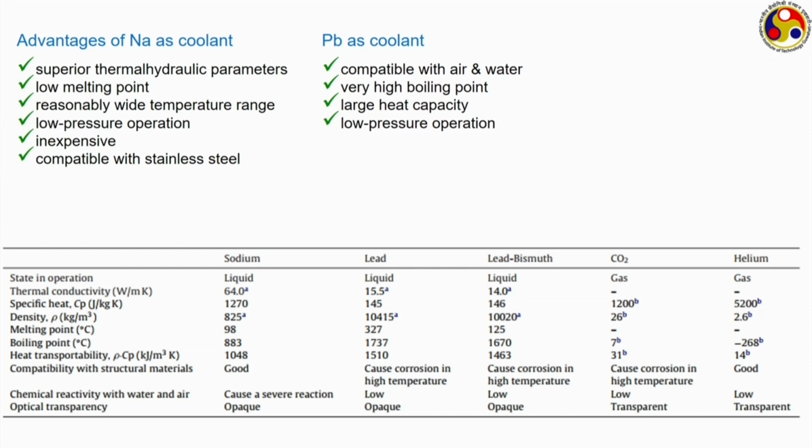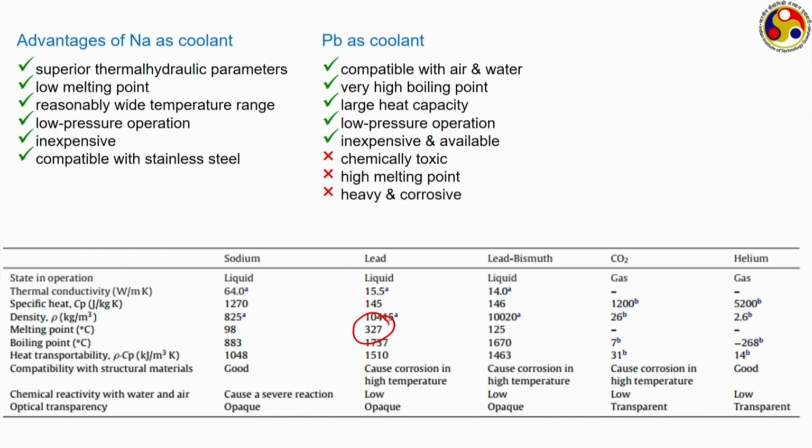Lead, similar to sodium, can also allow low pressure operation. It is also inexpensive and quite easily available, but lead has its own issues. It is chemically toxic, which sodium was not, and its melting point is very high, 327 degrees Celsius. So, in no case should the coolant temperature in the core fall close to 327, it should always remain something like 350. Another problem is that it is heavy and corrosive. It is extremely corrosive, and so can damage the metals of the walls.